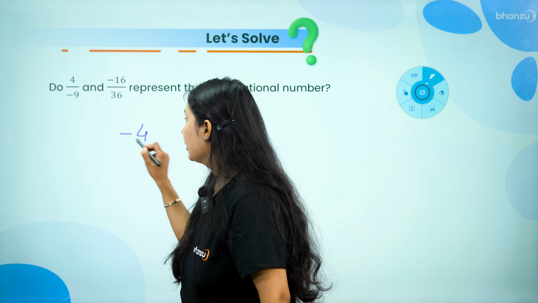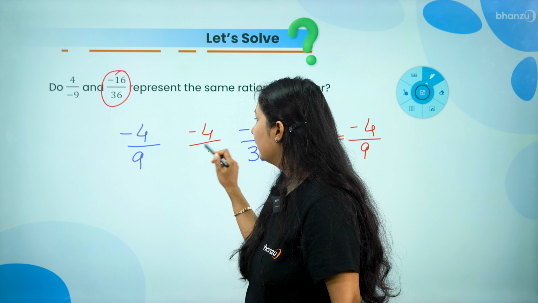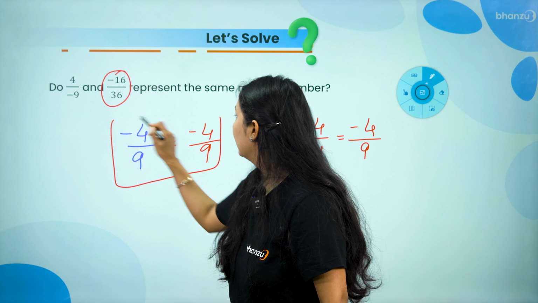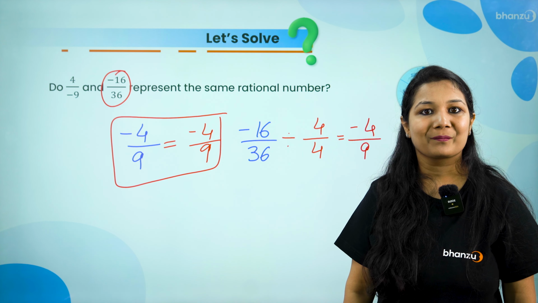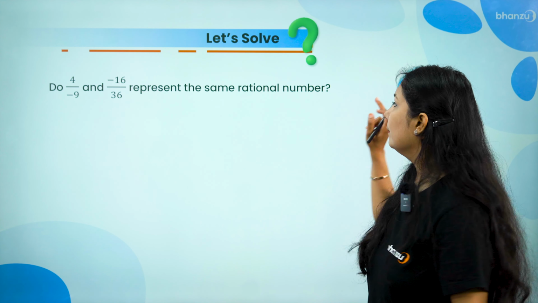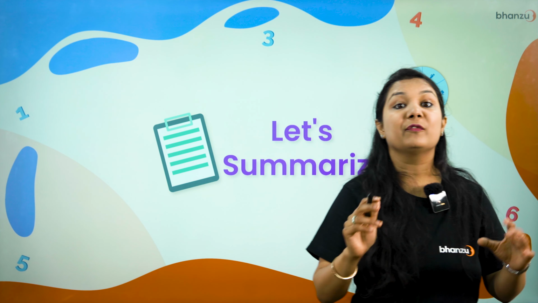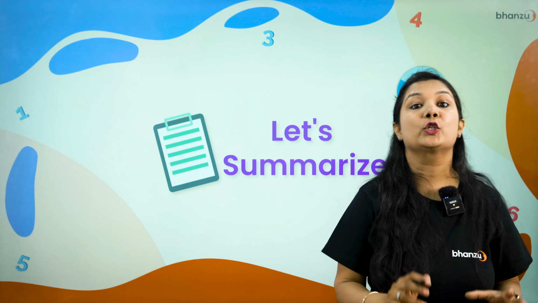But now the second criteria, which was to divide them by the highest common factor to have 1 as the highest common factor of the rational number given in the question. So here we are going to divide it by 4, which is the highest common factor, and we get minus 4 by 9. So this number also becomes minus 4 by 9. So yes, they do represent the same rational number. So for checking whether they are the same rational number or not, we should convert them into standard form.